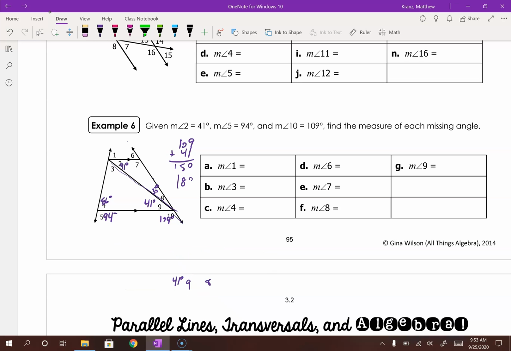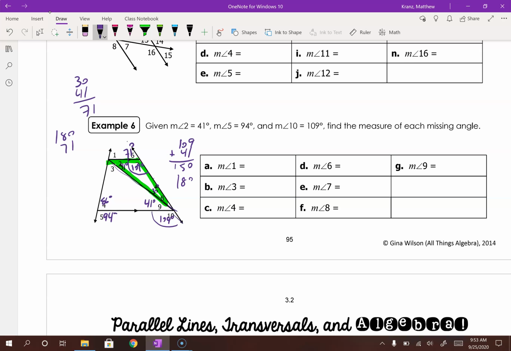Another little fact that I can see here is that this shape right here is a triangle. And a triangle is 180 degrees. And I see that I have a 30 and a 41, which gives me a 71. And I know if it's supposed to be 180 and I take away 71, this will be 109. Okay, which is also corresponding to this angle. If this is 109, angle 6 has to be 71 because they're a linear pair.